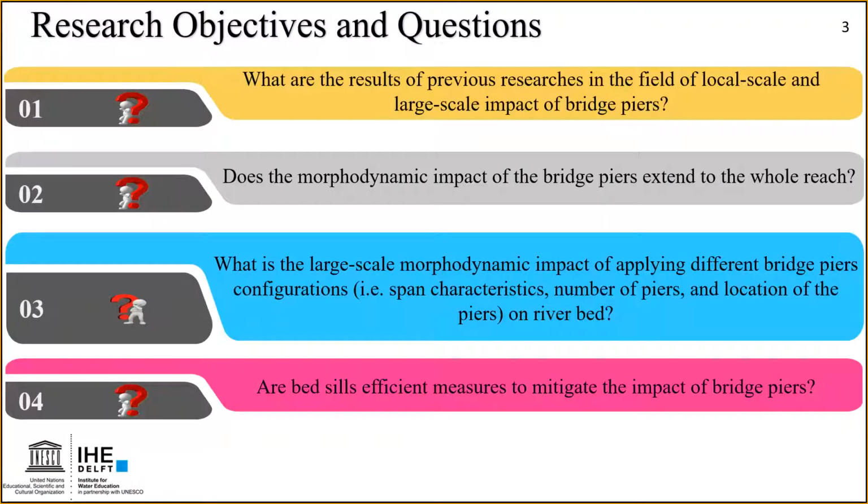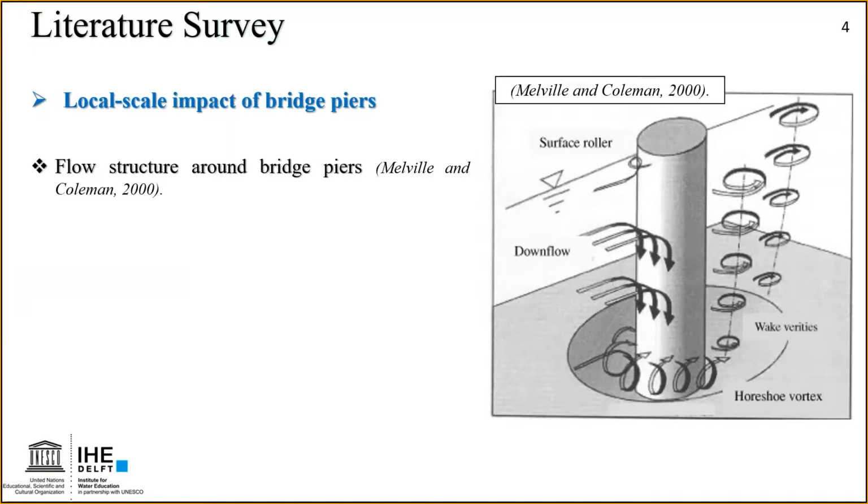This leads us to the research questions. What are the results of previous researches in the field of local and large scale impact of bridge piers? Does the morphodynamic impact of bridge pier extend to the whole reach? What is the large scale morphodynamic impact of applying different bridge piers configuration like span characteristics, number of piers, and location of piers on riverbed? Are bed cells efficient measures to mitigate the impact of bridge piers?